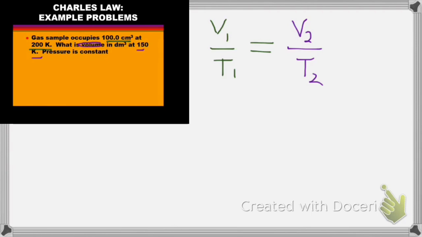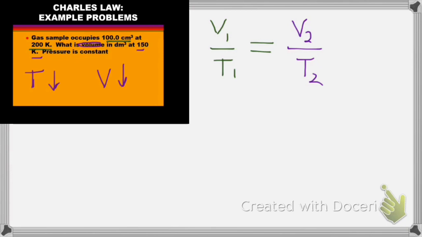But we want to start thinking smart. We see that the temperature is decreasing in this problem as we go from 200 Kelvin to 150. Because they are directly related, I know that volume must also be decreasing. So when I'm finished this problem, if I don't have an answer that is smaller than 100 centimeters cubed, I know I goofed somewhere and I go back and do it.